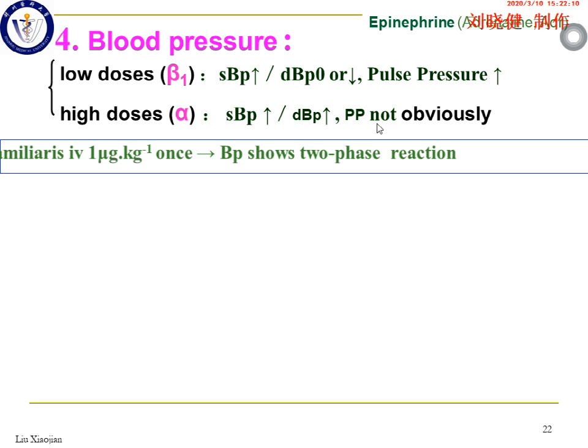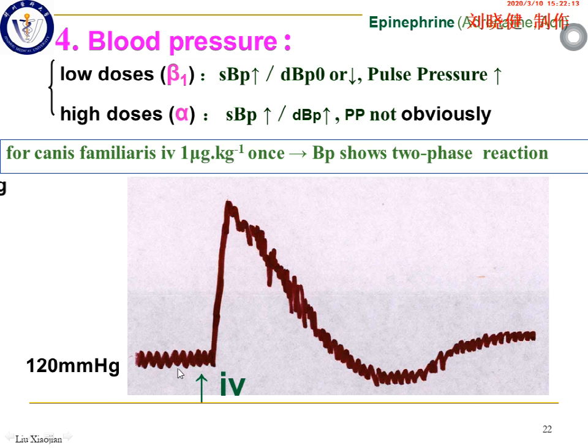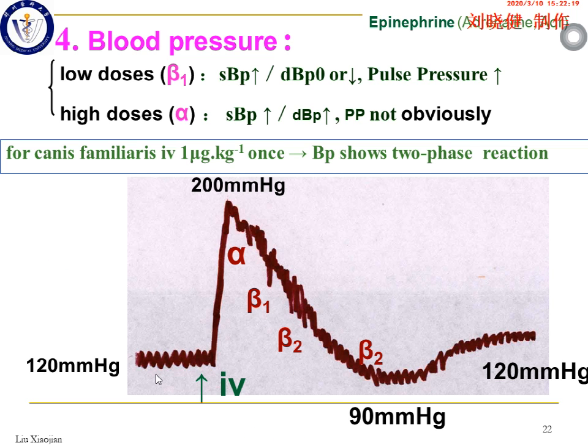Now look at this figure. It shows the alteration of blood pressure caused by intravenous injection of epinephrine, just one time of administration. For a dog, intravenous injection of epinephrine at 1 microgram per kg, just once. So actually the blood pressure shows two phases of action. At the beginning, it increases, rapid and potent.